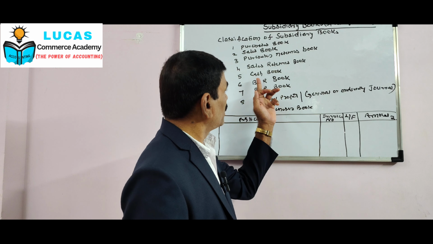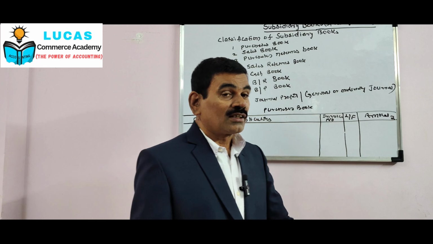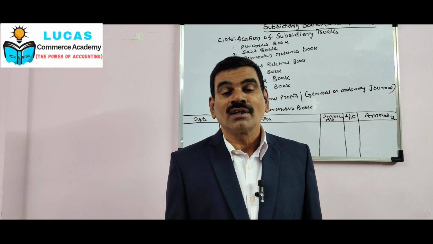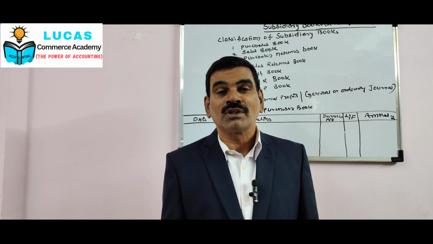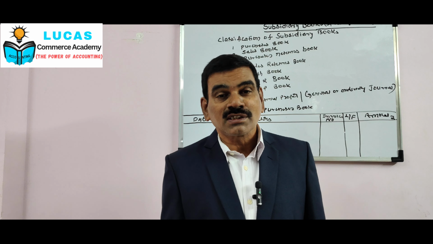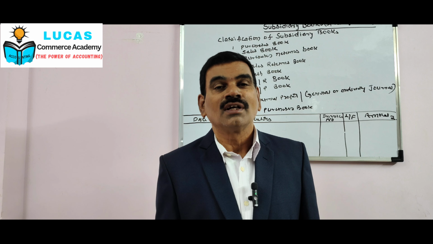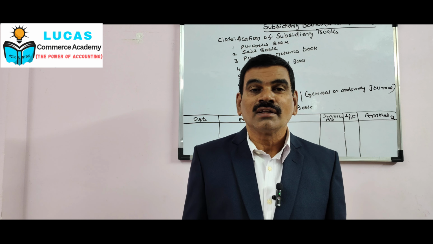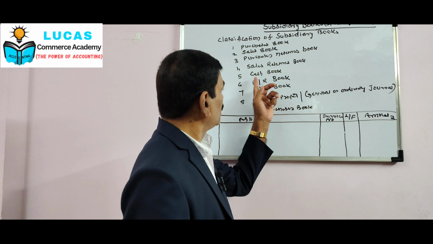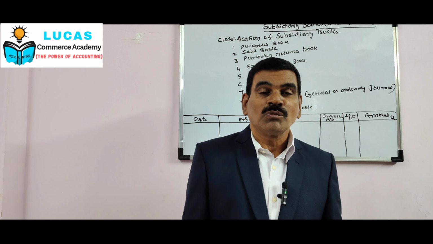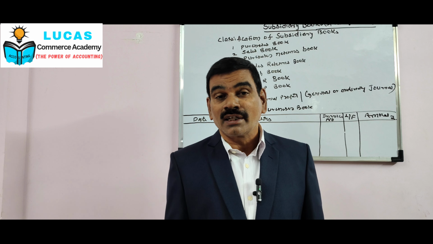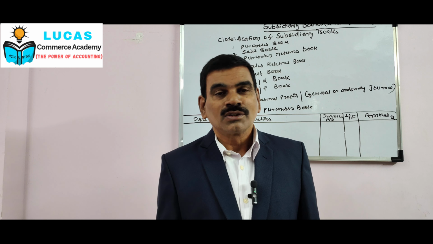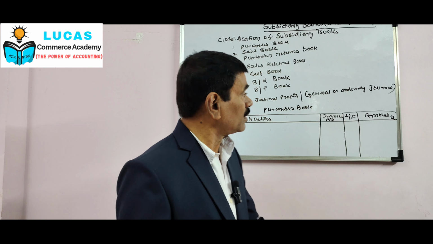The third one is purchases returns book. This book is used only for recording credit purchases return. That means goods returned to our suppliers only on credit basis are recorded here. So cash return should not be recorded in this book. Similarly, sales returns book. In this book also, when customers return goods to us only on credit basis, they are recorded here. So cash returns should not be recorded.